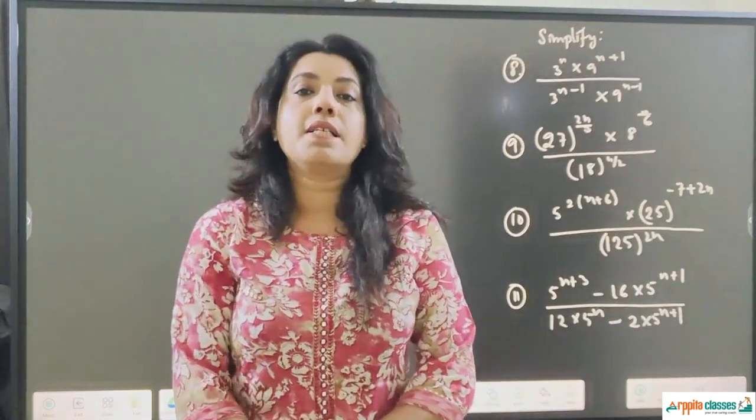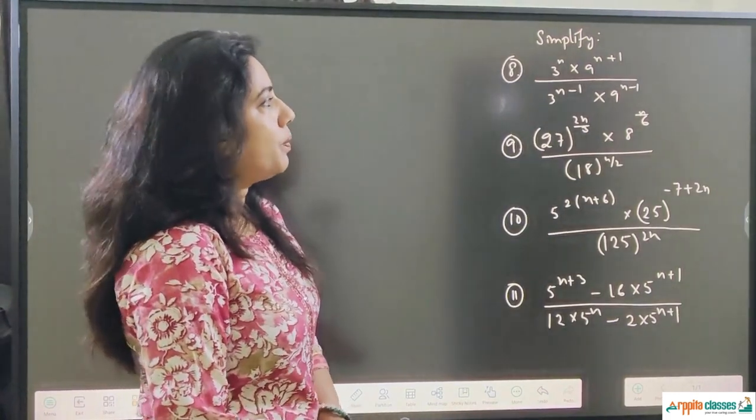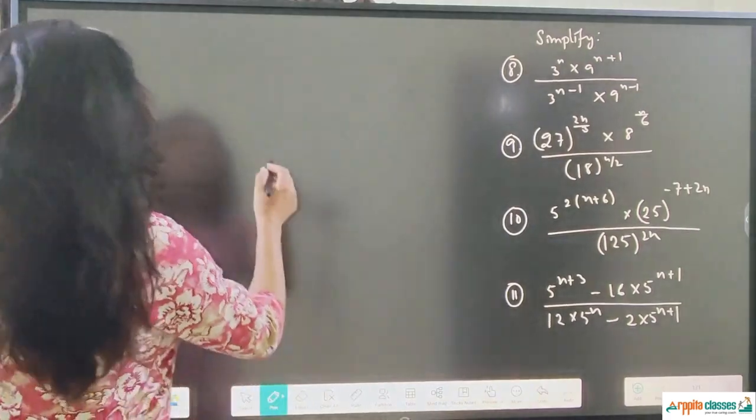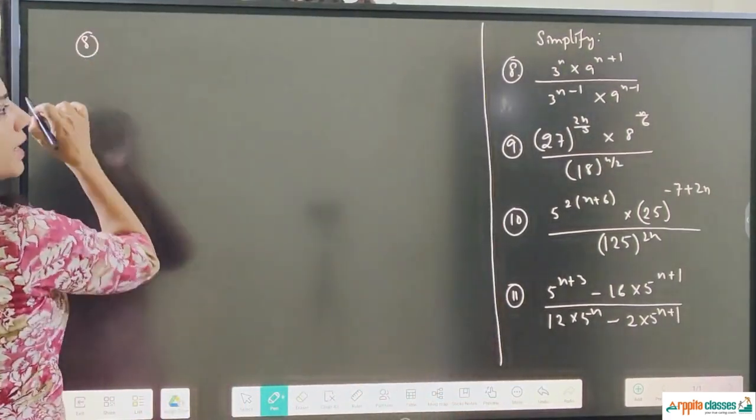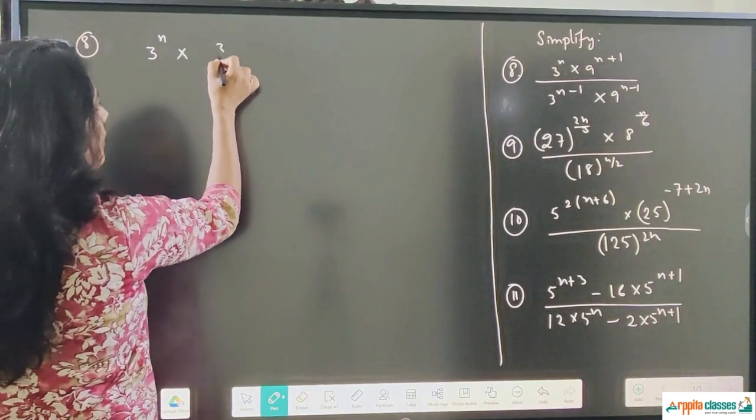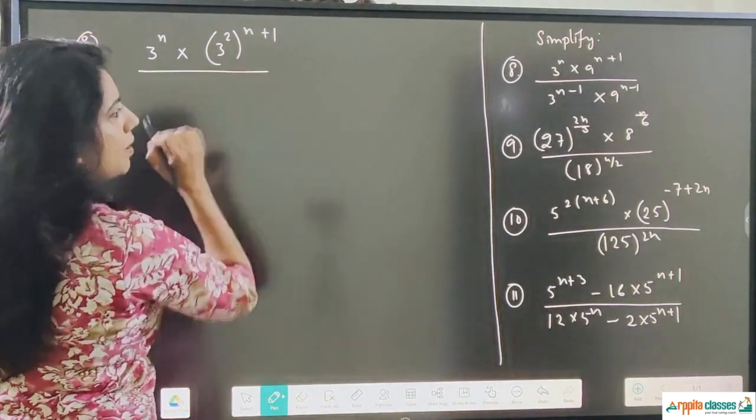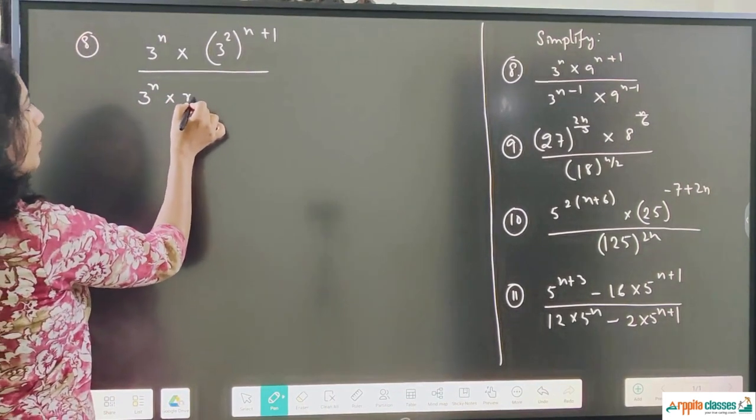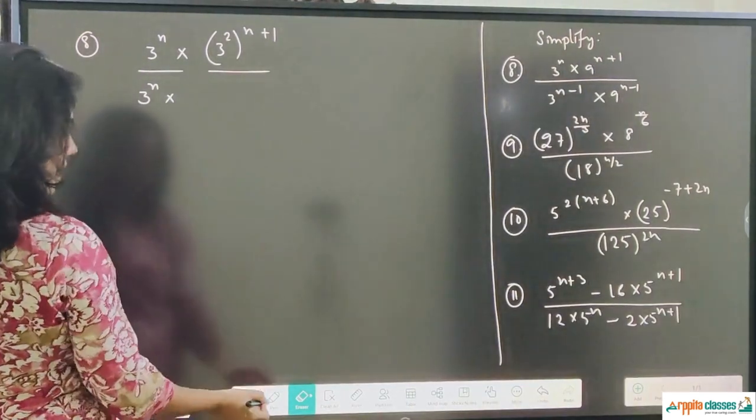Now the next set of sums are simplify. Question number 8, you can see 3 to the power n into 9 to the power n plus 1 divided by 3 to the power n minus 1 into 9 to the power n minus 1. So let us do this, the 8th question here. First I'll write 3 to the power n as it is. Now in place of 9 I'll write 3 square and that whole to the power n plus 1, divided by 3 to the power n minus 1. I'll write this way: 3 to the power n into 3 to the power minus 1.